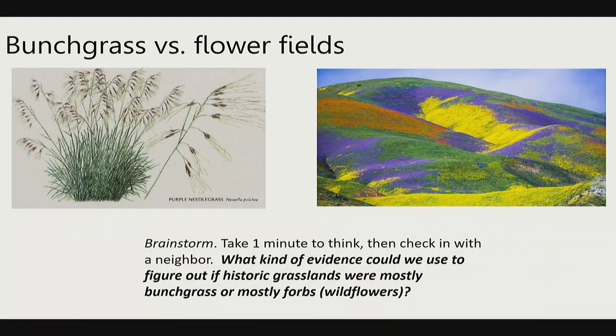All right, anyone have any thoughts on this? If you were tasked with figuring out, hey, historically, prior to colonization, did we see more perennial bunch grasses or annual flowers and forbs on the landscape? Any idea how might you go about trying to figure that out? There's no wrong answer here. This is really just brainstorming. Have any thoughts, guesses, ideas? Very safe place to be wrong.